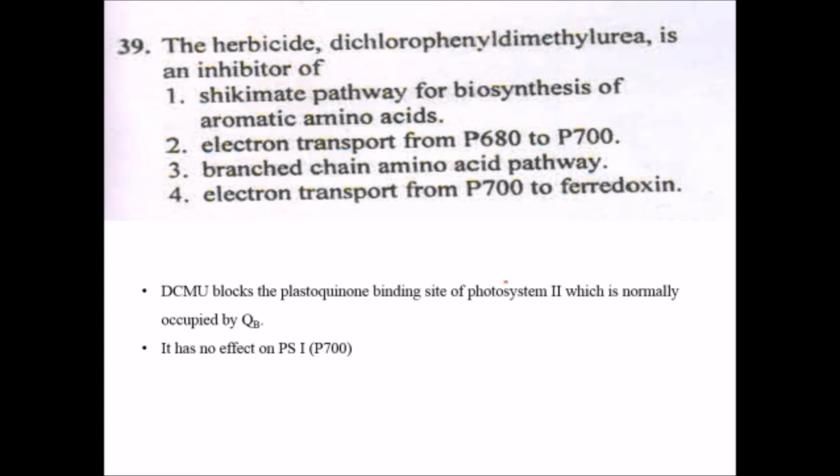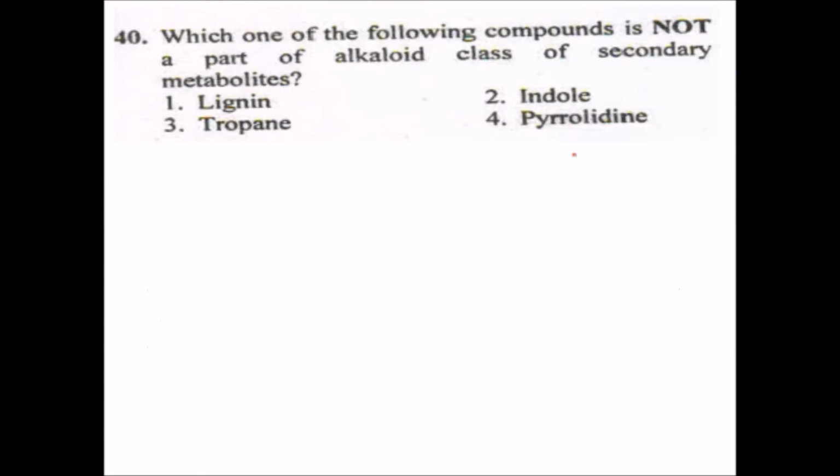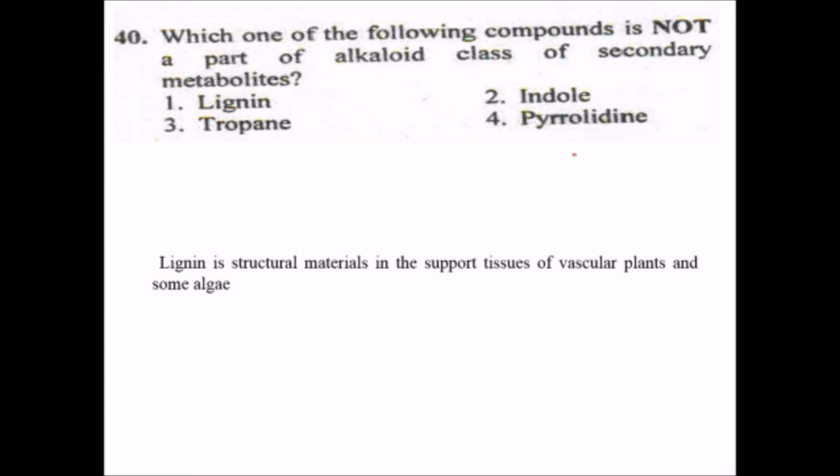So what will be the answer? The answer will be it will affect or block the transfer of the electron from the P680 to P700. Okay. Next question. This is a very simple question, that is, which one of the following compounds is not a part of the alkaloid class of secondary metabolites? This is obvious, it will be lignin, because lignin is the structural material in the support tissue of vascular plants and some algae.